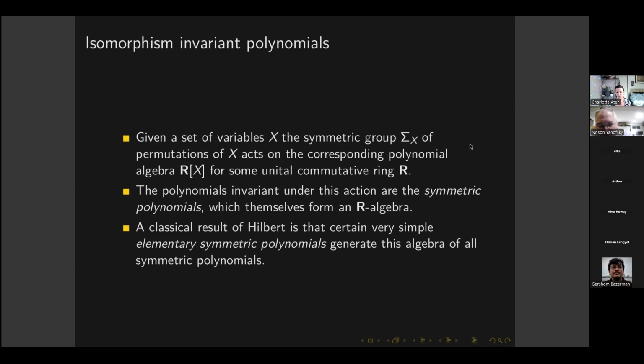If I have a set of variables x, then the group of permutations of x acts on those variables, and hence on the corresponding polynomial algebra over whatever commutative unital ring R you would like, by swapping the variables with each other. The polynomials that are invariant under this are the symmetric polynomials, and they themselves form an R-algebra for whatever ring you choose. A classical result of Hilbert is that there are certain very simple elementary symmetric polynomials which generate the algebra of all symmetric polynomials.